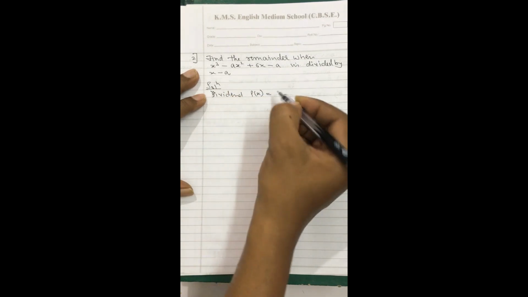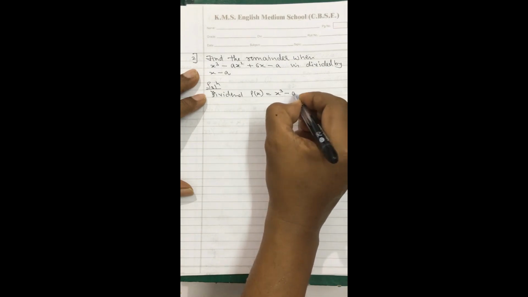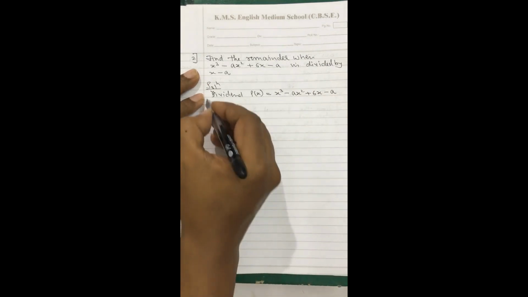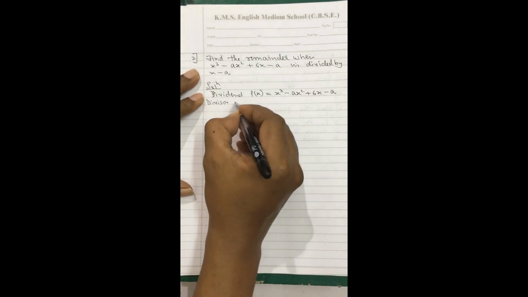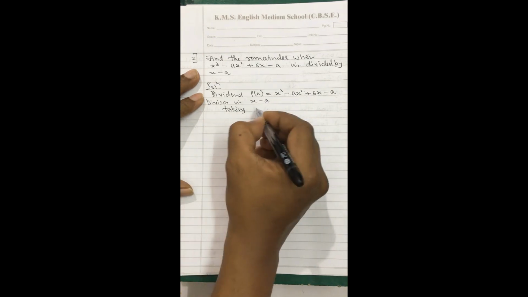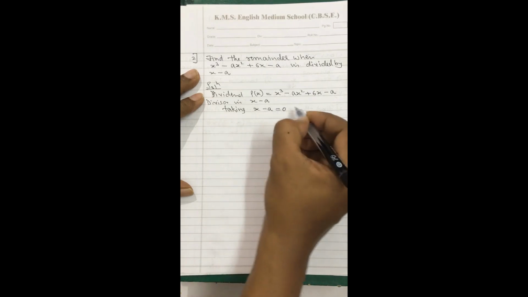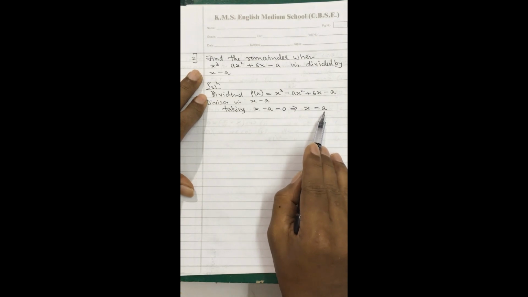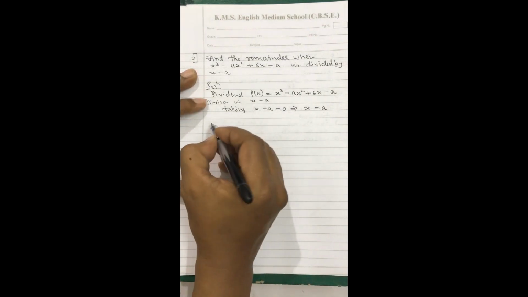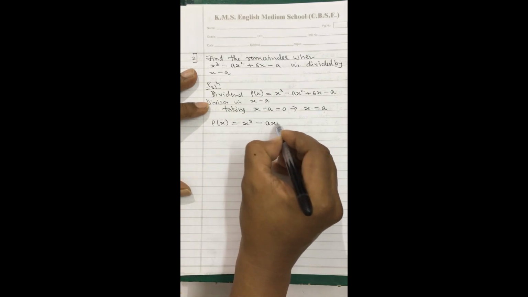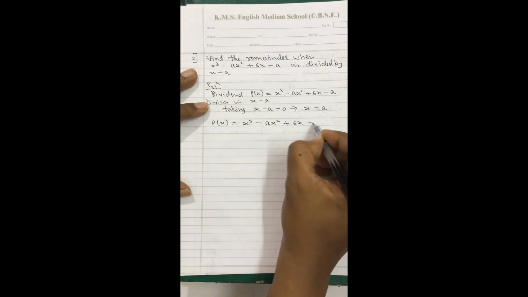P of x is equal to what? X cube minus ax square plus 6x minus a. Remember this. Now divisor is what they have told, x minus a. Taking x minus a is equal to 0, what do we get? X is equal to, this a will go on the other side, x is equal to a. Fine. That means in place of x over here we have to go on substituting a. No confusion at all. So this p of x is equal to x cube minus ax square plus 6x minus a.